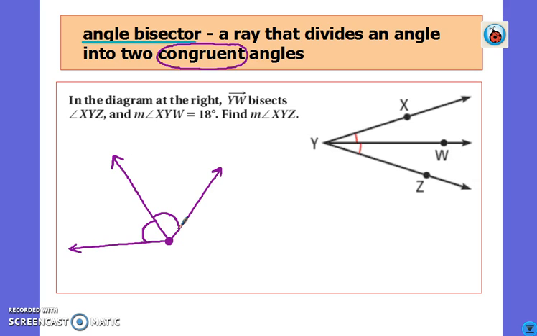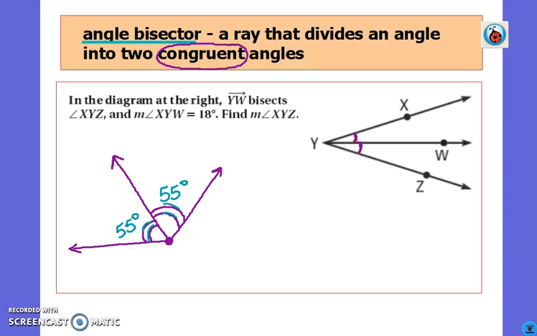Or since single swoops are already used on this picture, maybe I would do a double swoop, kind of like a double tick. And that just means that those two are congruent. So if this were a 55-degree angle, then this would be a 55-degree angle because I see those double swoops on there, right? So yeah, angle bisector, here's a little problem we're going to try to solve.